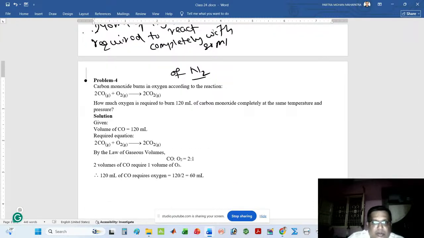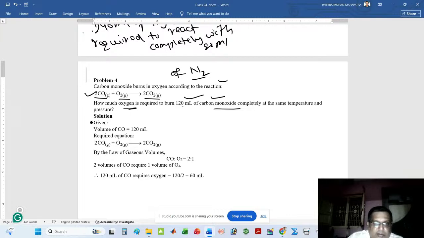Here, carbon monoxide burns in oxygen according to the reaction 2CO gas plus O2 gas gives 2CO2 gas. It is a balanced chemical equation. How much oxygen is required to burn 120 ml of carbon monoxide completely at the same temperature and pressure? That means you need a relationship between oxygen and carbon monoxide. Now look at the solution given.